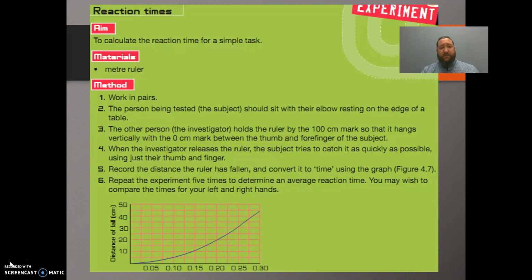I'll leave you with this. This is a quick experiment with a bit more detail than our little starter there that allows you to test your reaction time. So it does need you to work in pairs. This time we've got a ruler instead of a pen, but if you follow the instructions on here, then you'll be able to test your reaction time and compare it to those people around you.